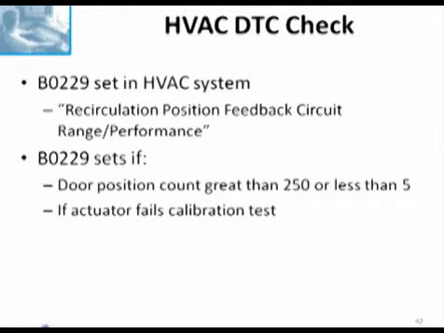He goes in and checks for DTCs. He finds a P0229 set in the HVAC system, and the definition is recirculation, position feedback circuit range performance. This code will set if the door position count is greater than 250 or less than 5, or if the actuator fails the calibration test.